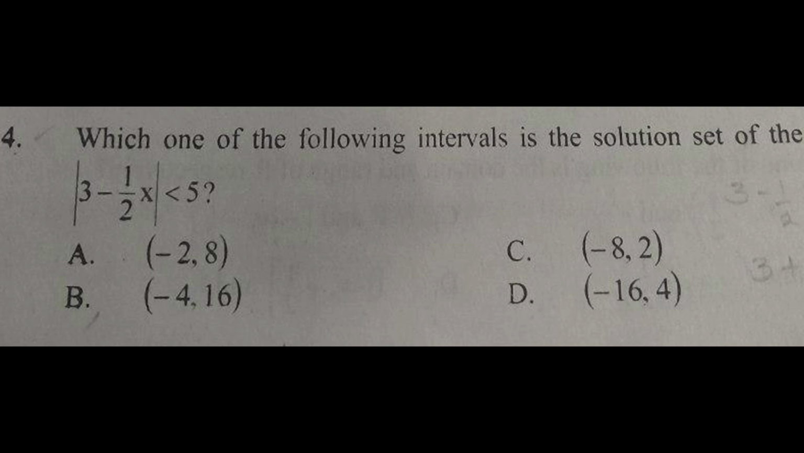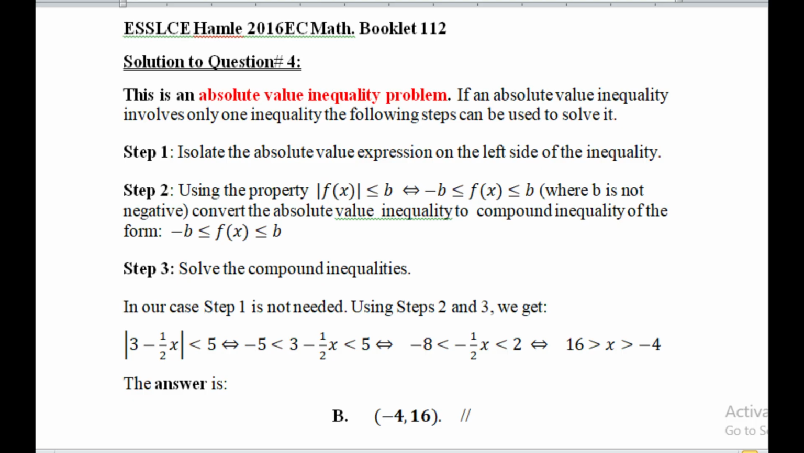Problem number 4. Which one of the following intervals is the solution set of this inequality? Absolute value of 3 minus 1 over 2x less than 5. Solve this inequality. Inequalities of this type are called absolute value inequalities because this inequality involves an absolute value. So how do we solve absolute value inequalities in general? In solving absolute value inequalities, we can use these 3 steps.